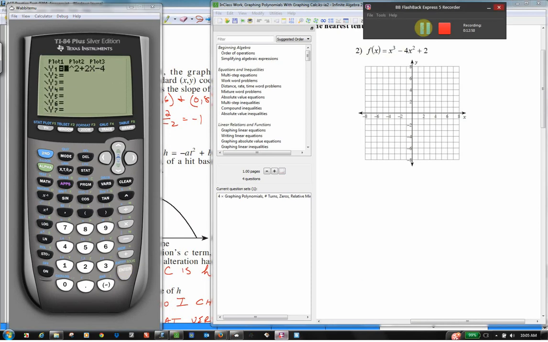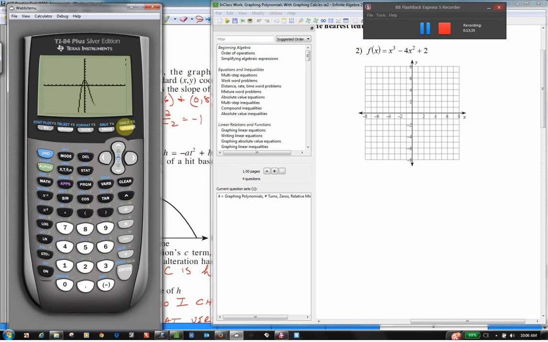Next problem, we're going to try one. So I'm going to clear out my current. Remember, none of the stat plots should be on. This one is going to be x, and if you need to put a negative in front of the x on the first term, you need to use the negative key, not the subtraction key. So here we go. X to the third power minus 4x squared plus 2. Hit graph and make sure it fits on my scale, and it sure does.